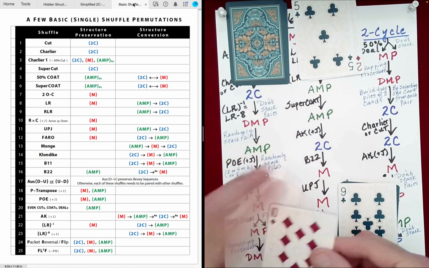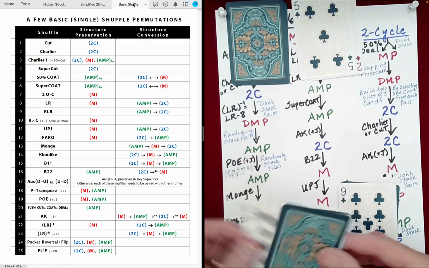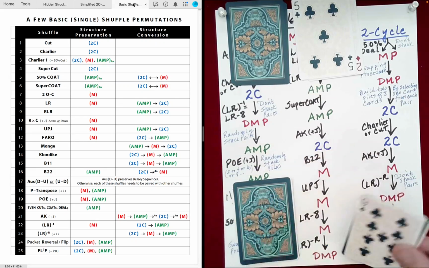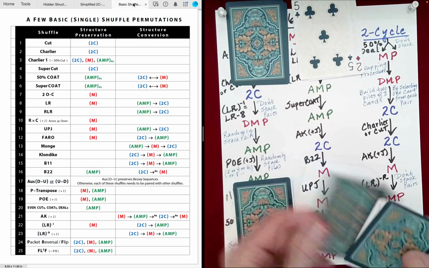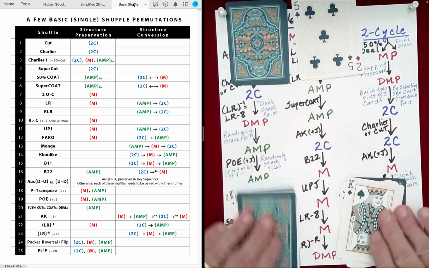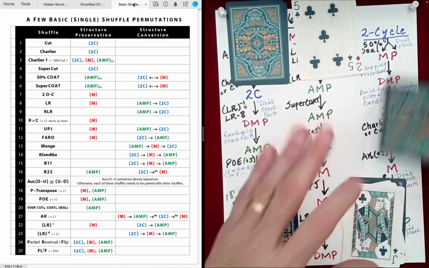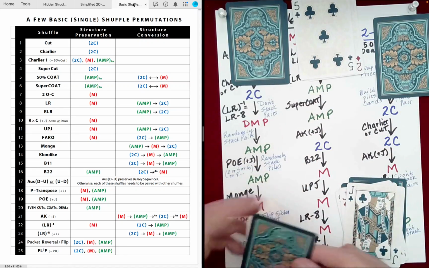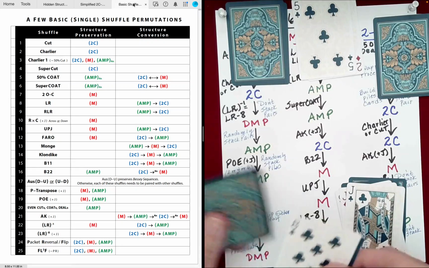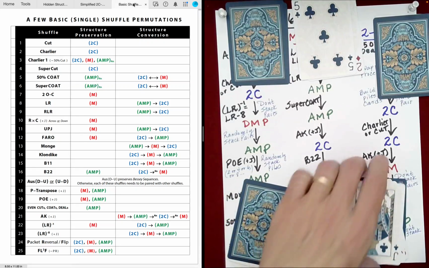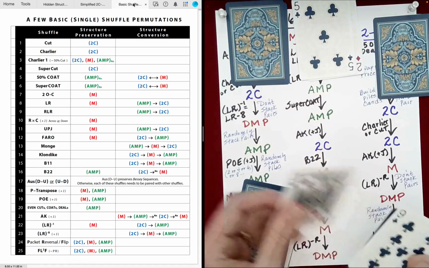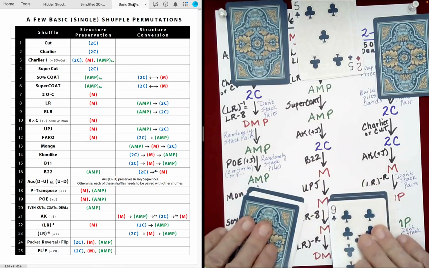Maybe they want 2 here. 1, 2, and we still have 3. 1, 2, 3. Set aside that pair. Okay. And then we have 4 swaps. Maybe they'll do 2 and 2. 1, 2. And then 1, 2 over here. And then set aside that pair.